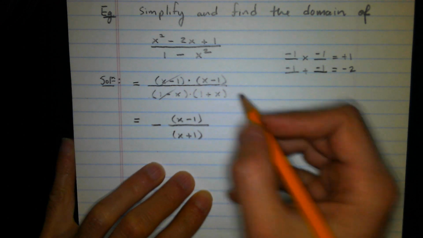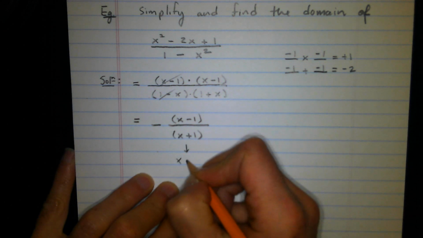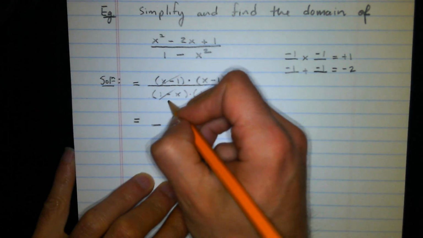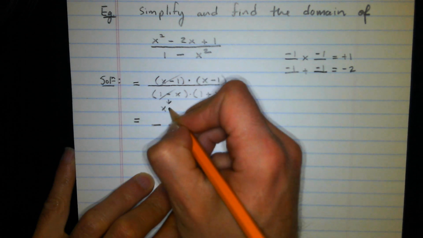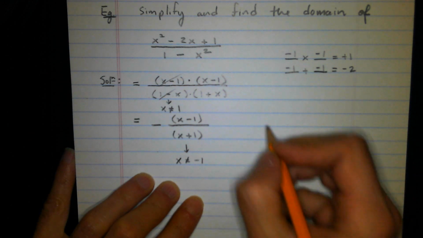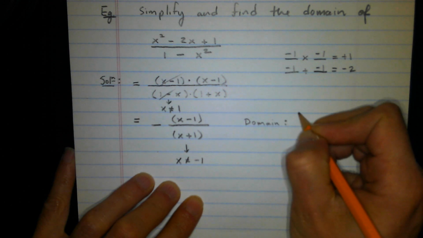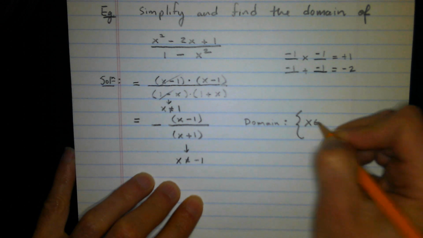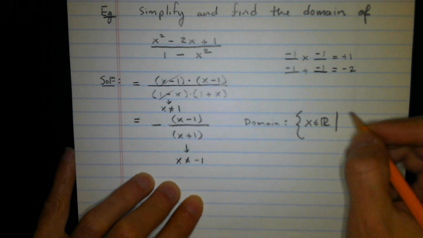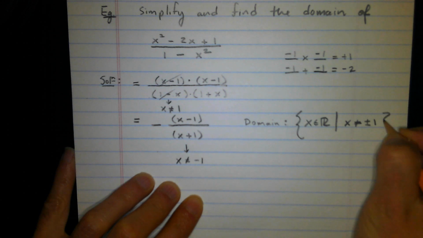Okay, so what do we get? Well, from this factor here, we know that x cannot equal minus 1. And then from this factor here, we can see that x cannot equal plus 1. And all in all, this gives us our domain: x is any real number such that, again, that's what that vertical line means, such that x is not equal to plus or minus 1.